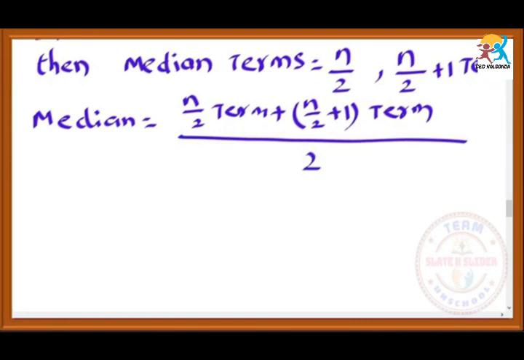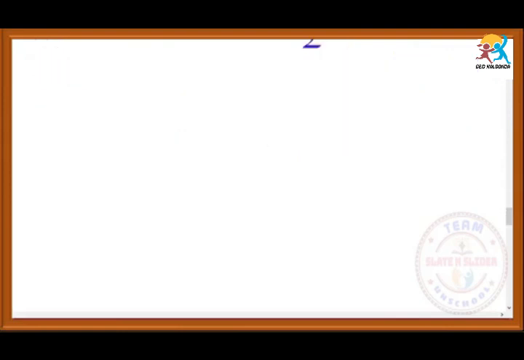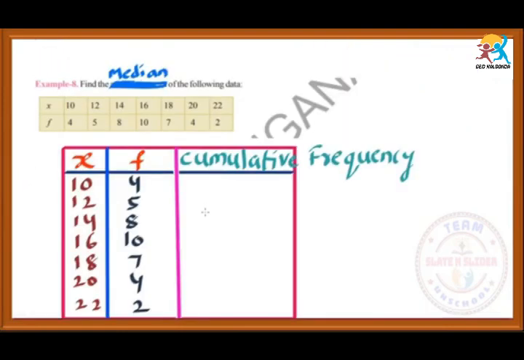So let us take one example and we will find the median for that data. Find the median of the following data, where x and f are given. We have to find out the median for this data. So we have to draw the table like this, and in the first column write x, in the next column f, and the third column cumulative frequency. What is this cumulative frequency? We should find that out.